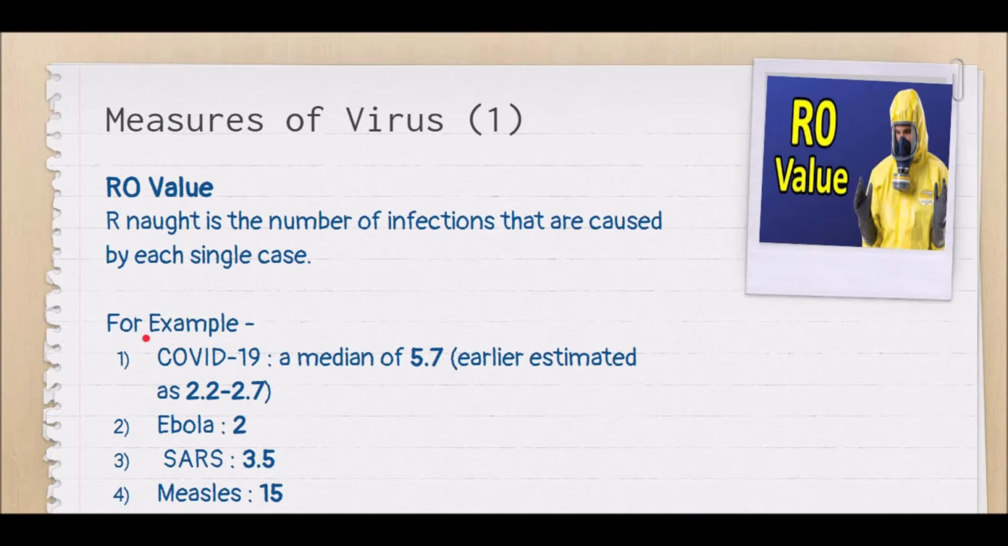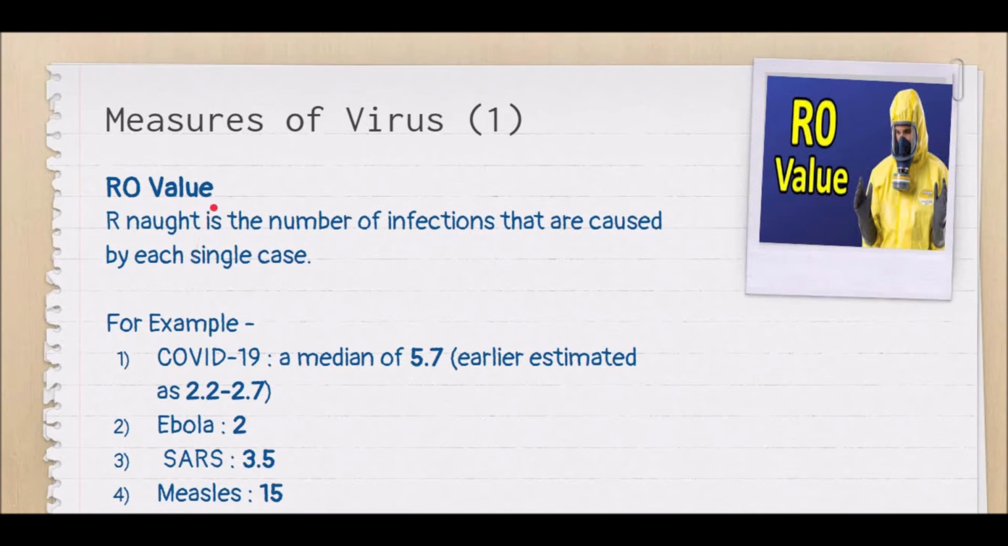For example, the R0 for COVID-19 is a median of 5.7 because it differs for different country and even for different age groups. And earlier it was estimated to be somewhere between 2.2 to 2.7, which is quite less than the current R0 value of 5.7. So this shows that initially the growth rate of COVID-19 was quite less and it's rising at this current moment.